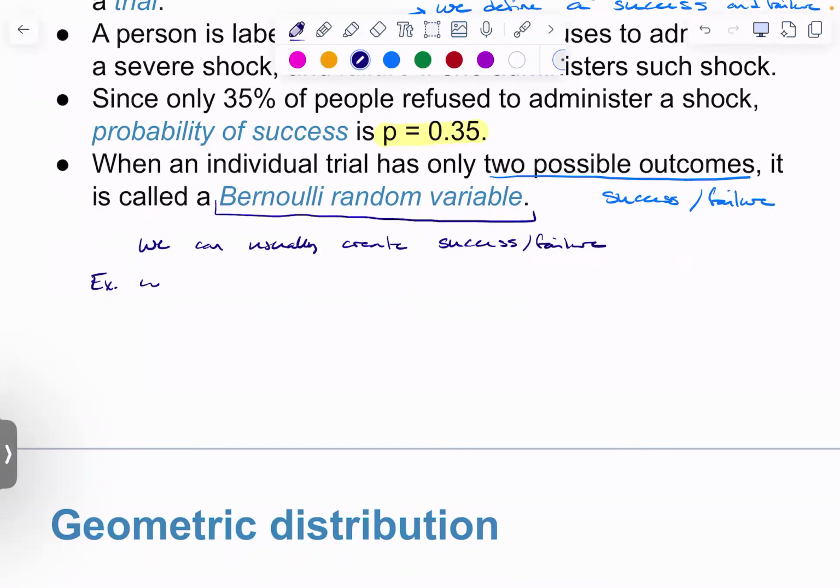So as an example, consider rolling a six-sided die, right? And we want to find the probability of rolling a 6.